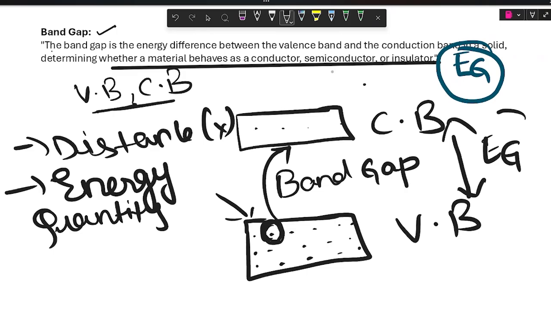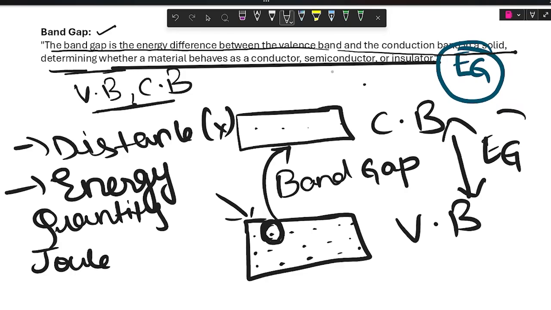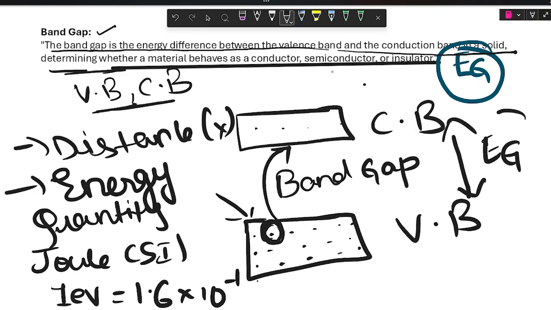So the definition says the band gap is the energy difference between the valence band and the conduction band in a solid, determining whether a material behaves as a conductor, semiconductor, or insulator. We all know that the energy unit is joule in the SI system. But in this chapter, we'll be dealing with everything in electron volt. 1 electron volt is equal to 1.6 × 10^-19 joules.